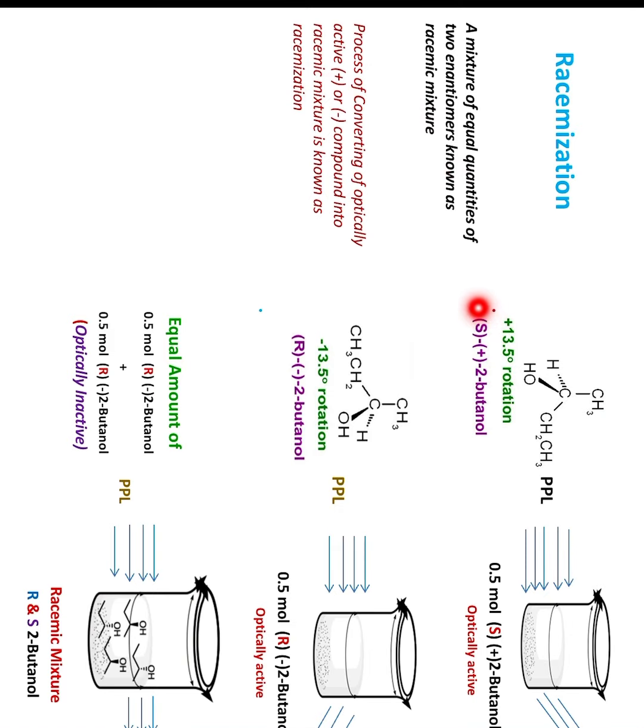In the university examination, the term racemic mixture or racemization is asked for 2 marks. So a racemic mixture is a mixture of equimolar quantities of 2 enantiomers, and the process of converting optically active molecules into an inactive mixture is racemization. These are 2 individual molecules having the same molecular formula, and they are enantiomers of each other, and the formation of this optically inactive solution, the preparation of a solution of these 2 molecules in equimolar amounts, is known as racemization.